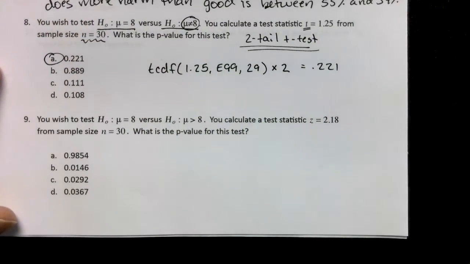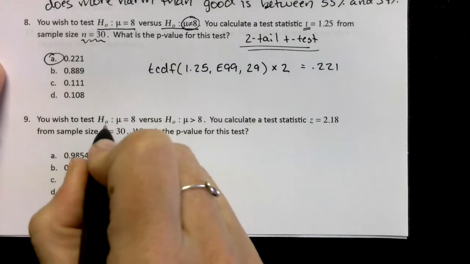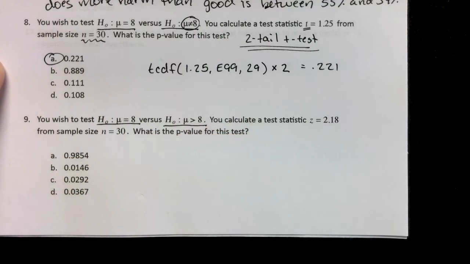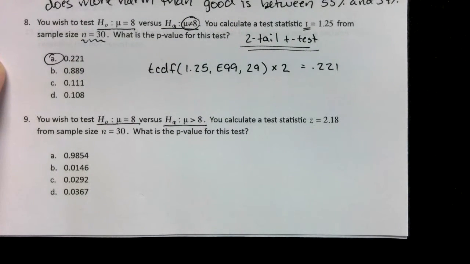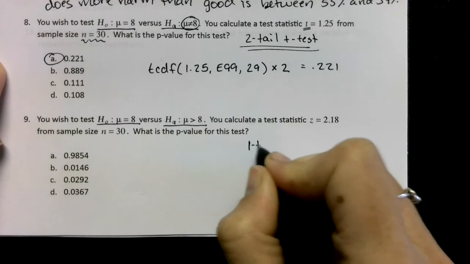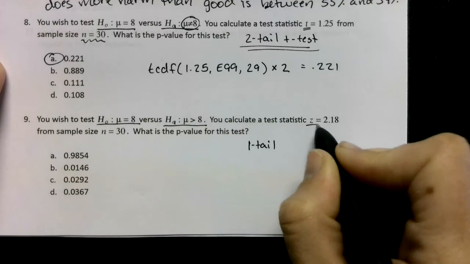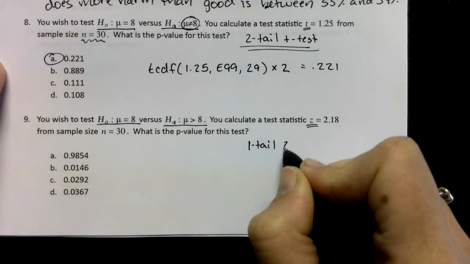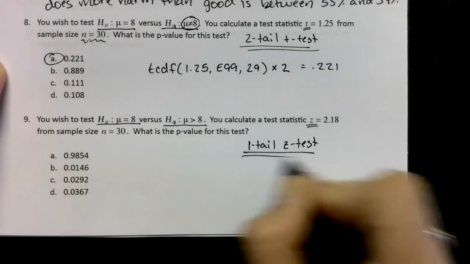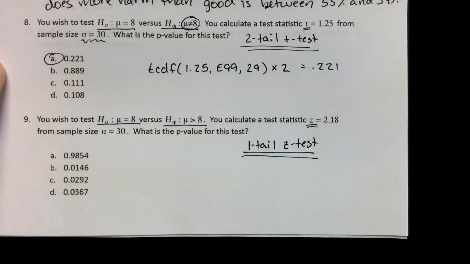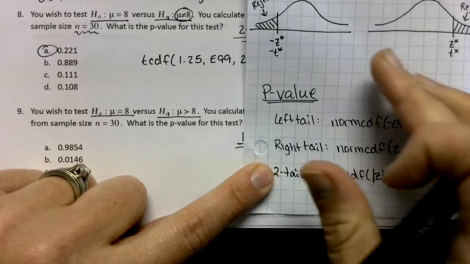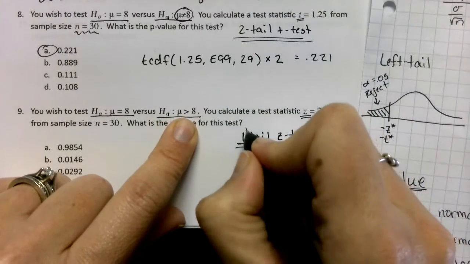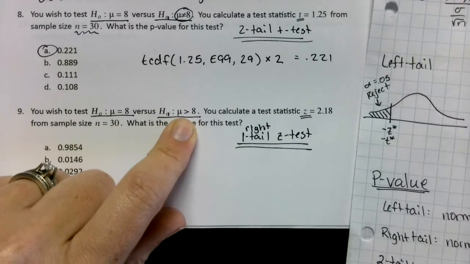Okay, so now for question 9, you wish to test H sub O mu equals 8 versus, these should both say H sub A, sorry about that, mu is greater than 8. So this tells me this is a one-tailed test, and we calculated test statistic Z, so this is a one-tail Z test. So there's our information about where we're looking on the formula sheet. So I'm now on the Z test side. So now with this one tail, I actually need to be a little more specific even. So because it's greater than, then I know that this is actually a right tail test.